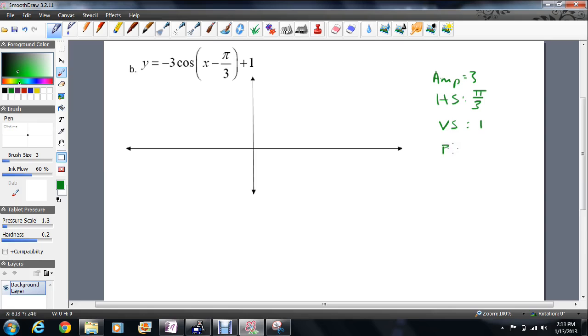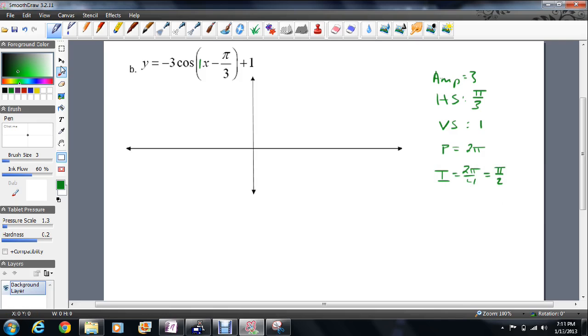While we're at it, let's keep going. Let's identify the period. The period is 2 pi divided by the b value. The b value in this case is just 1. So 2 pi divided by 1 is 2 pi. If we break 2 pi into 4 equal intervals, 2 pi divided by 4 gives us pi halves again, so just very similar to the last problem.